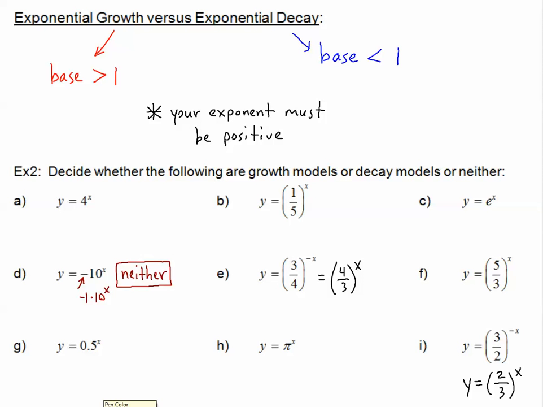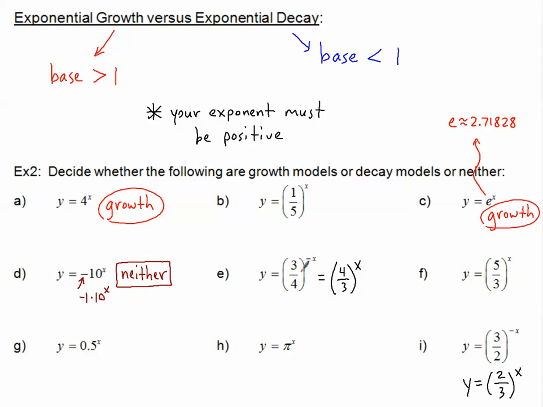Now that all of our exponents are positive, we just need to look at the base and see which ones are greater than 1. Those would be our growth. So since 4 is greater than 1, that's growth. Let's find another one. 1/5 is not greater than 1. E. If you don't know the number E yet, E is approximately 2.71828. So that is obviously a number that's bigger than 1. So E is bigger than 1. This must be growth. This is a neither.